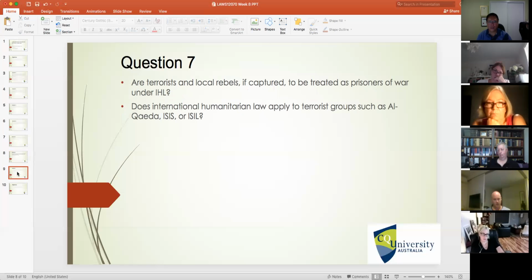Okay, so we have the final question. We're clear about this. Should terrorists and local rebels who are captured be treated as prisoners of war? The answer is no for terrorists. Local rebels, it depends. Does international humanitarian law apply to terrorist groups such as Al-Qaeda, ISIS, or ISIL? The answer is no. Those are the questions I have.